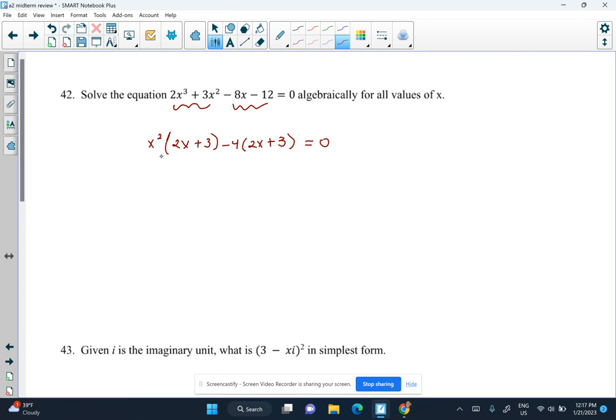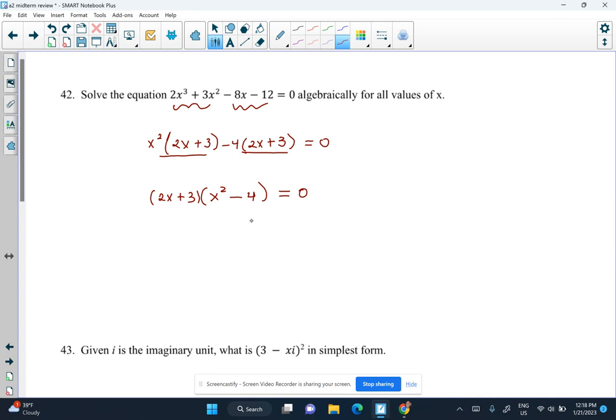I now see that I have a common binomial, 2x plus 3. And I'm going to treat that as a GCF and factor it out. Make sure you have parentheses surrounding it. So that first term, that first blob divided by 2x plus 3 leaves you with x squared. Now I look at the second blob, and I notice I'm going to factor out that 2x plus 3 again, and that's going to leave me just with the 4.